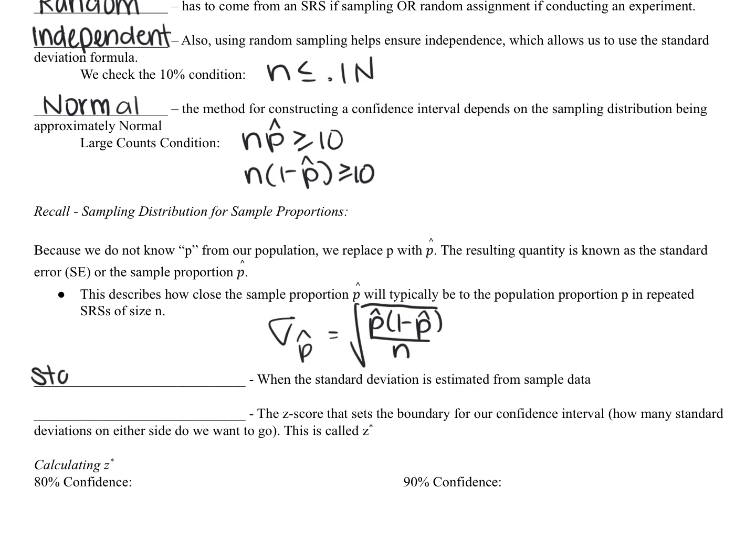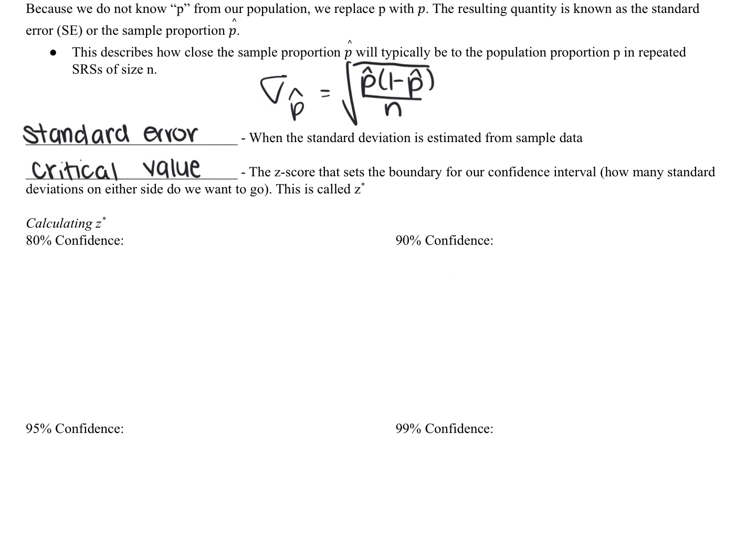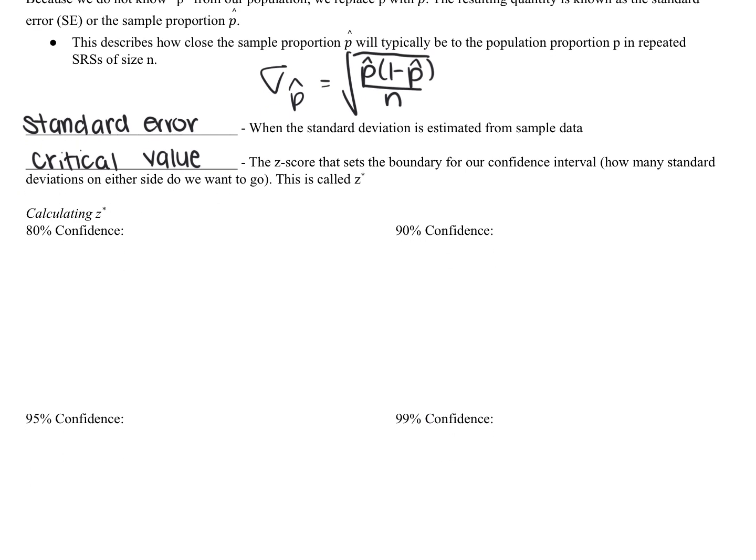So we have our standard error, which is when the standard deviation is estimated from sample data. And then we're going to have our critical value, which is the z-score that sets the boundary for our confidence interval. So how many standard deviations on either side do we want to go, which is called z-star or z-statistic.